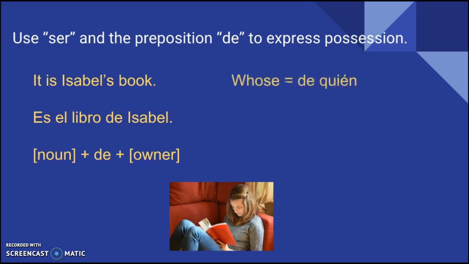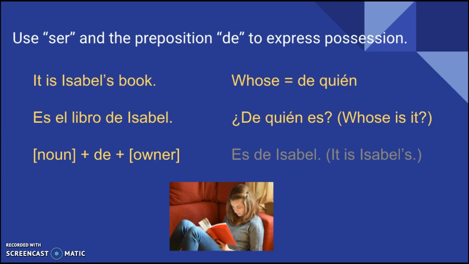To say the word whose in Spanish, we use the phrase de quién. So if I want to say whose is it, I would say de quién es. So literally what we're saying here is kind of like of whom is it or from who is it. Es de Isabel. It is Isabel's.